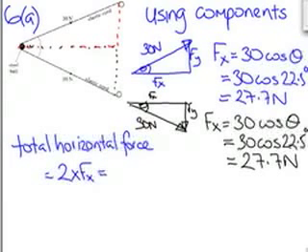So due to the symmetry of this situation, the total horizontal force would be twice either of my Fx components. In other words, it would be 2 times 27.7 newtons. So my total horizontal force in this problem is 54.4 newtons.